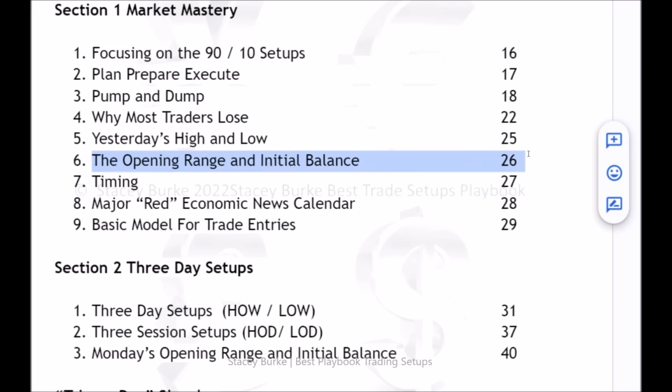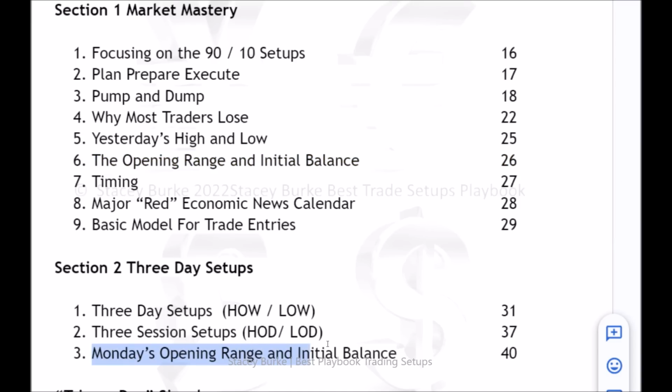Just coming back to the playbook, opening range, initial balance, we talk about that, and that starts the week, and that's what allows us to form an opinion on a Monday maybe for a 3-day setup, or over the week for 3-session setups. But the opening range is what allows us to step back and have a larger picture understanding as the week evolves for larger parabolic opportunities.